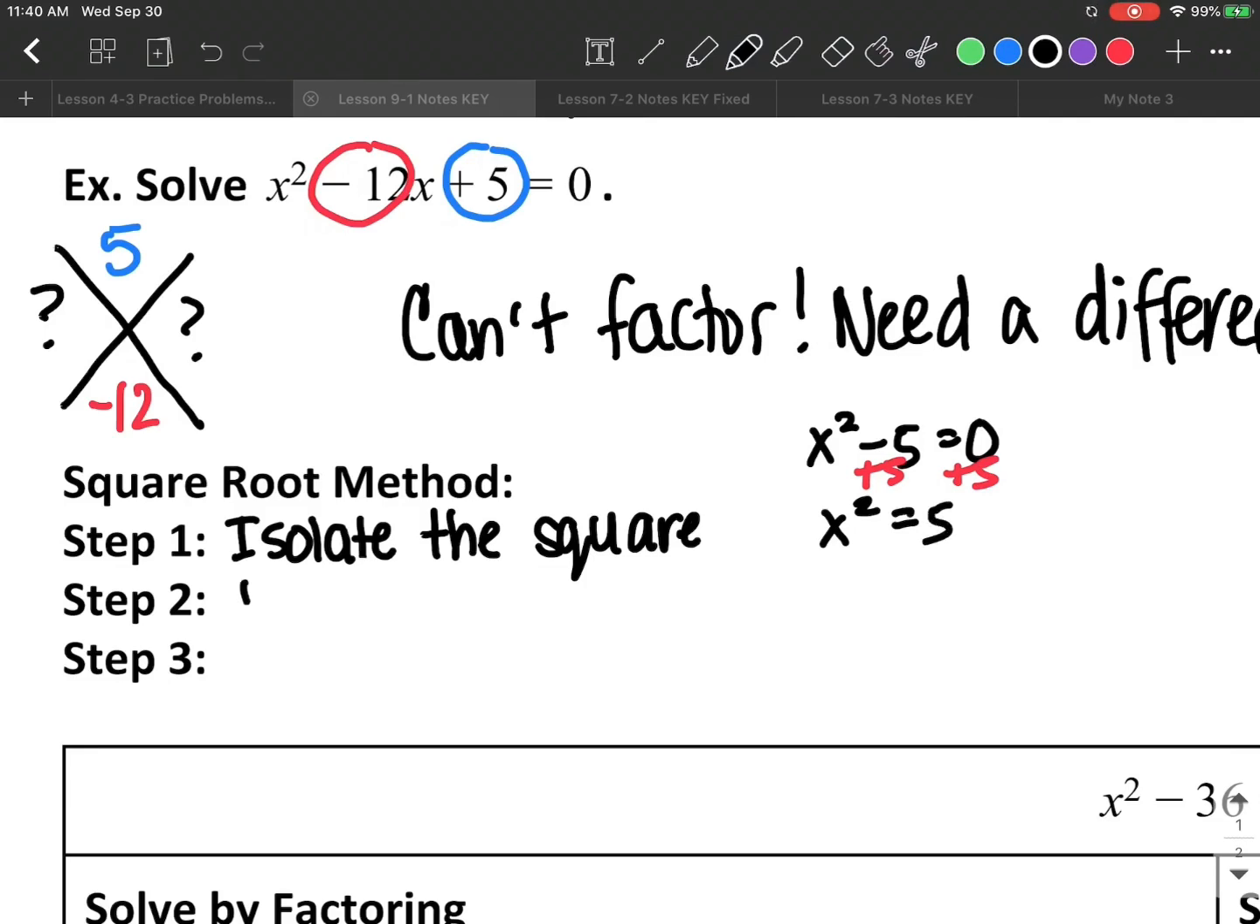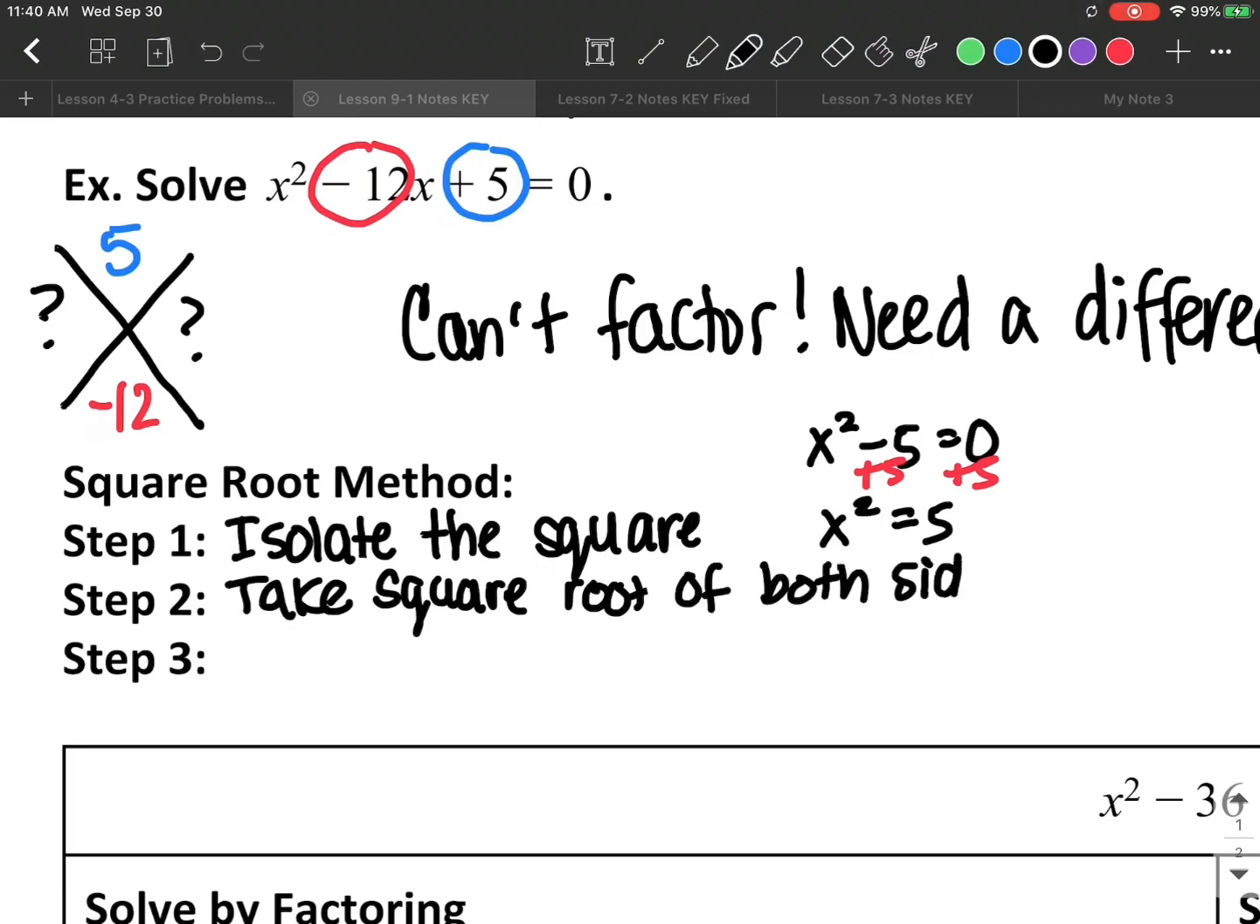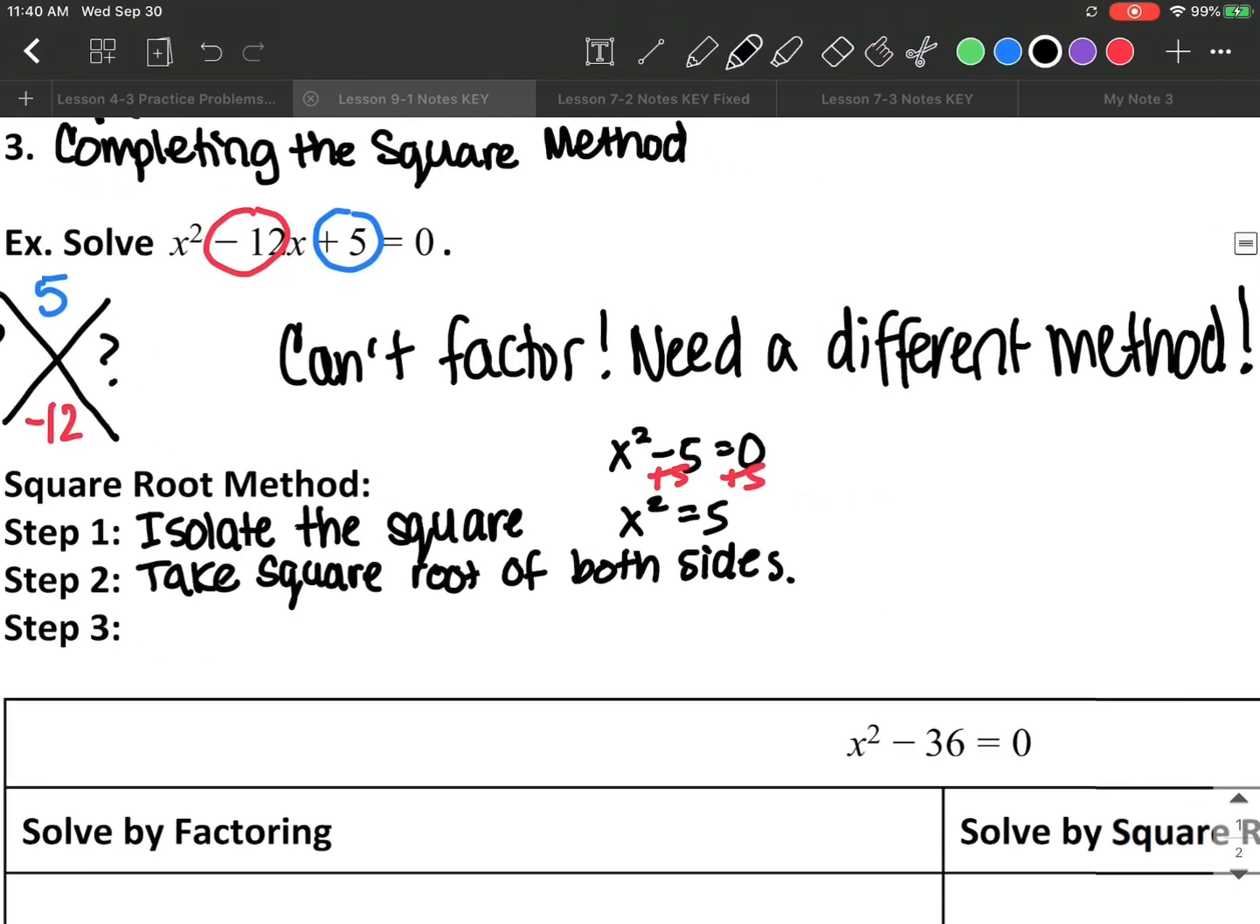Then I'm going to take the square root of both sides. And when I do that, make sure you don't forget this. This is one of those really annoying things in math that everybody always forgets. I forget all the time. If I decide to take the square root of something and the square root isn't already given to me, I need to make sure I include both the positive and the negative answer. So I write plus or minus whatever answer I get.